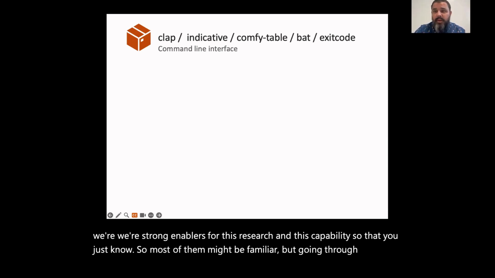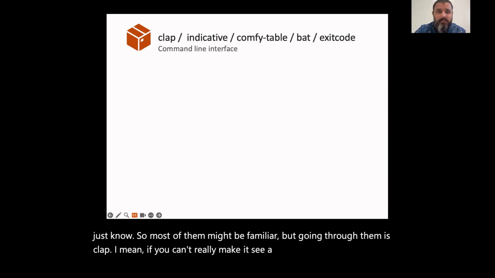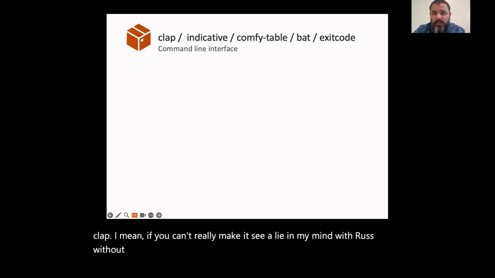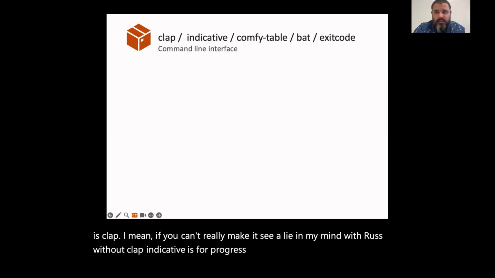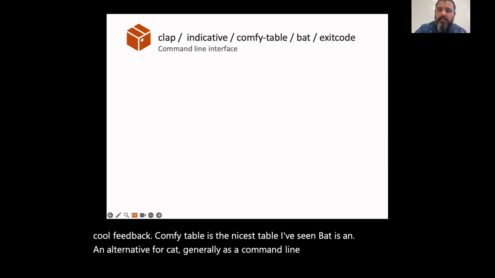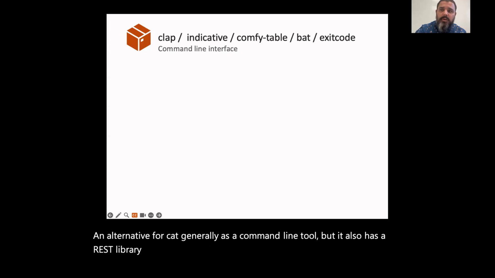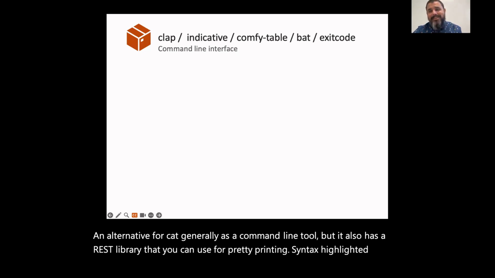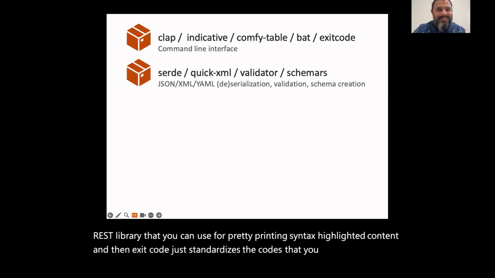It's clap. I mean, you can't really make a CLI in my mind with Rust without clap. Indicatif is for progress bars. I mean, it's pretty cool feedback. Comfy-table is the nicest table I've seen. bat is an alternative for cat, generally as a command line tool, but it also has a Rust library that you can use for pretty printing syntax highlighted content. And then exit code just standardizes the codes that you use when you fail.